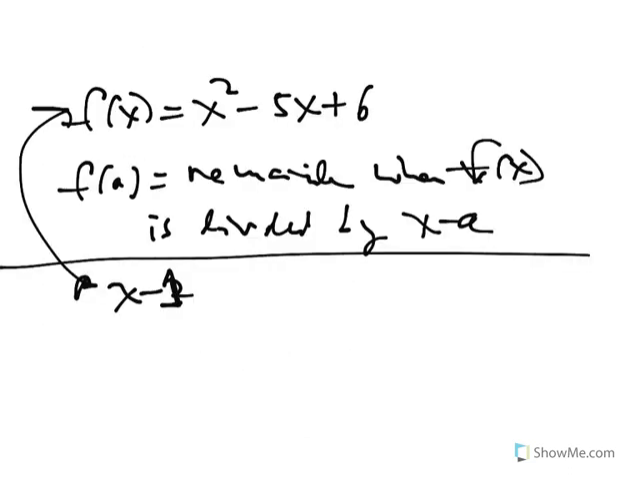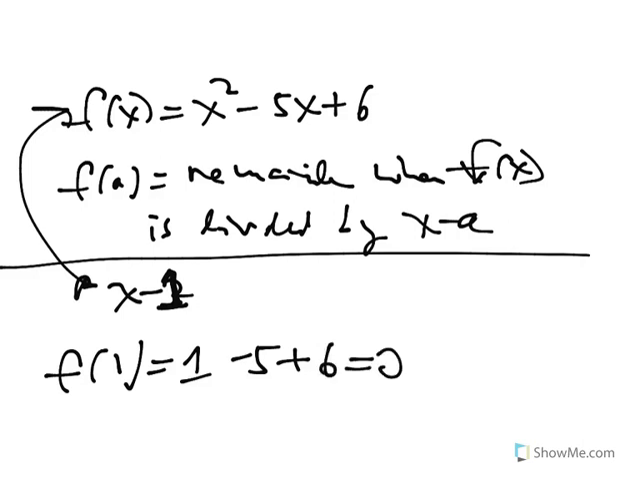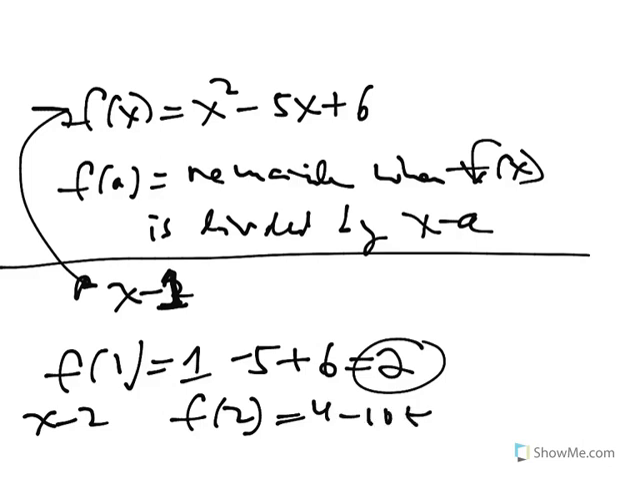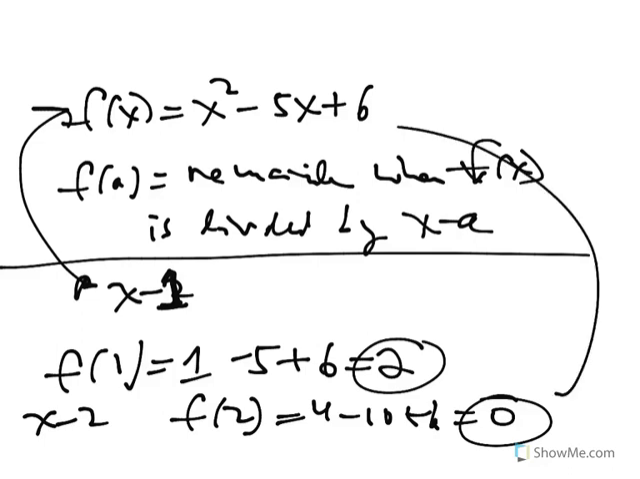Well, they're saying that if all we care about is what's the remainder, we could just do f of regular 1 and get 1 minus 5 plus 6, which equals 2. It also means if I want to know the remainder when I divide by x minus 2, I say f of 2 is 4 minus 10 plus 6, which equals 0. No remainder means that it's a factor. So you could check to see if something's a factor by just plugging into this equation.